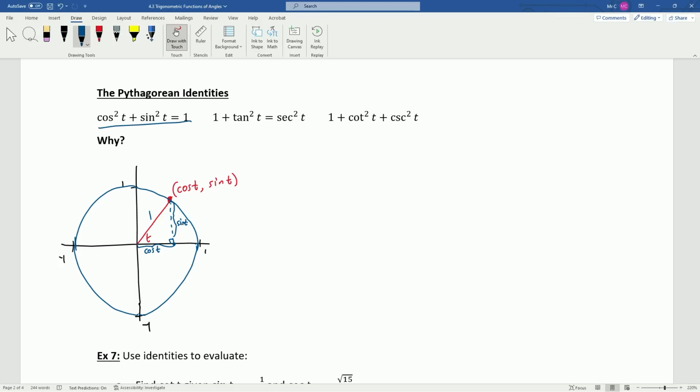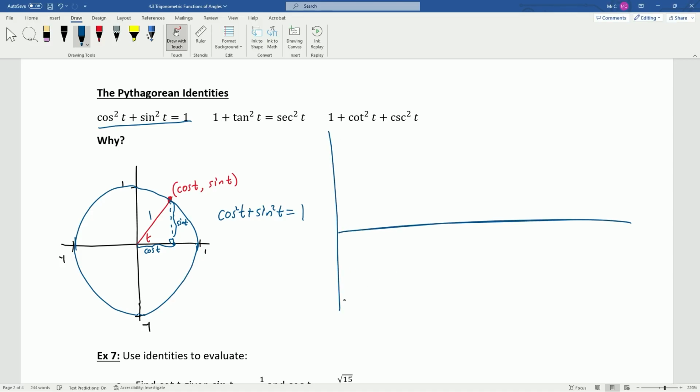X squared plus y squared equals z squared. A squared plus b squared equals c squared. It's all the same thing. Cosine squared of t plus sine squared of t equals 1 squared, which is 1. Right? This is just the Pythagorean theorem on the unit circle, and on the unit circle, the hypotenuse is always 1.